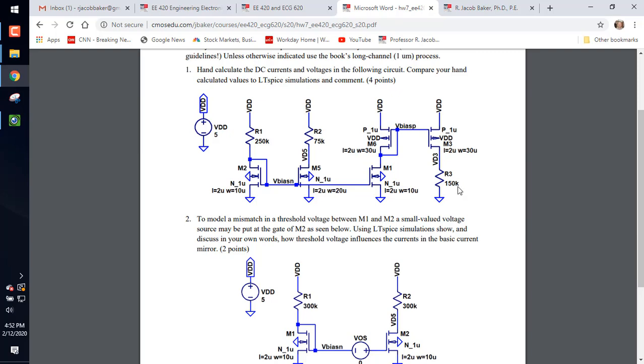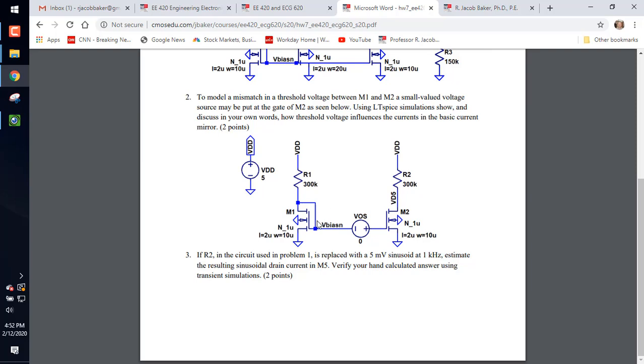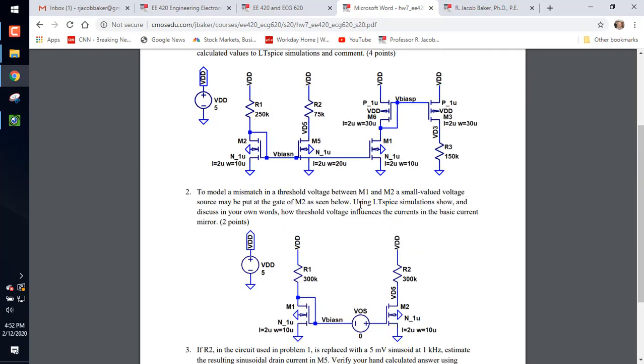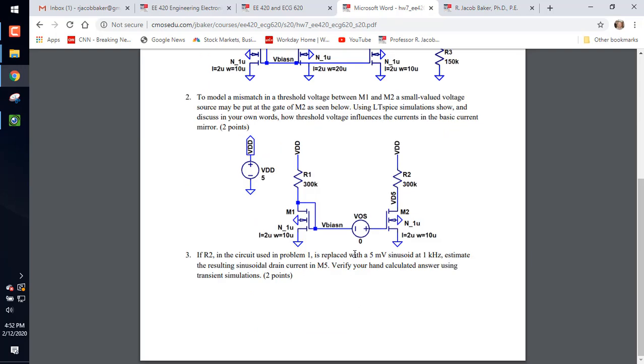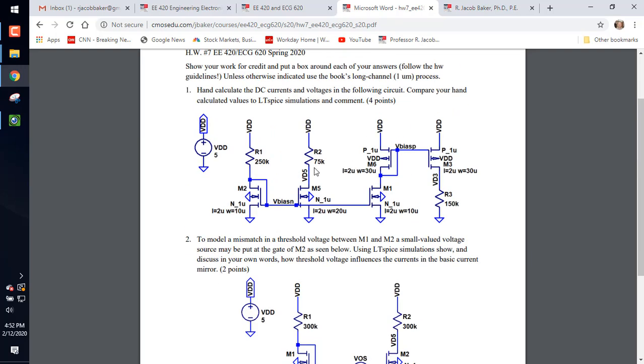All right, so let's talk about this next one. For R2, in this problem, it says replace the R2 with a voltage source. How do you calculate the current flowing in that AC source? Well, first off, if I put this as an AC source, what's the DC current flowing? No, it's the same as what it was before. It's a current mirror. So if I had 20 microamps, I put a source here, its DC is 20 microamps.